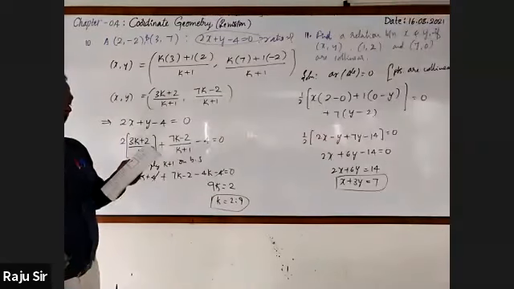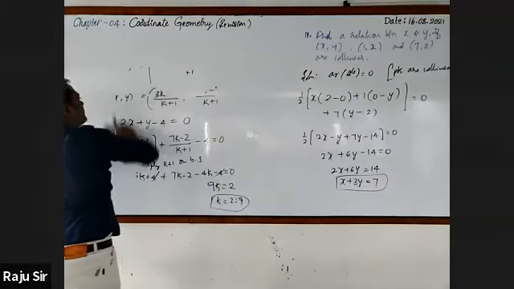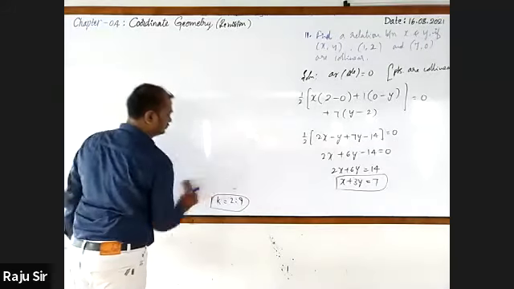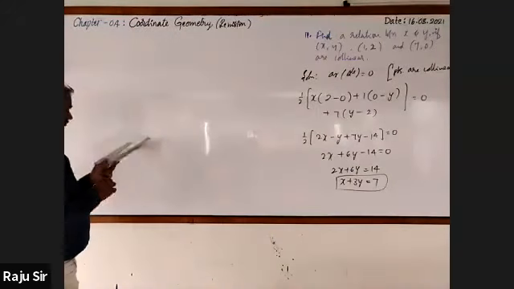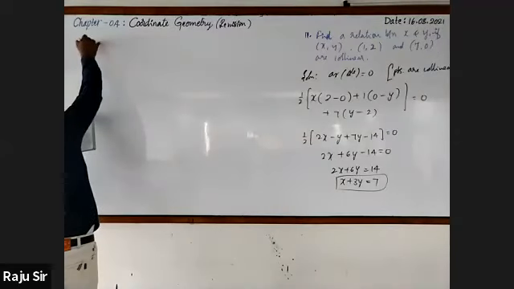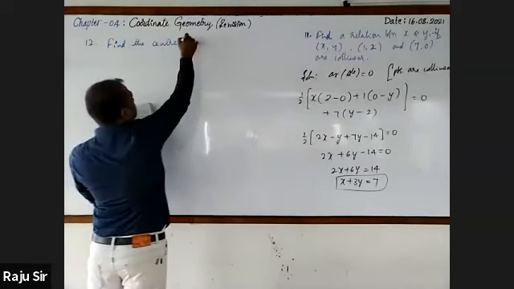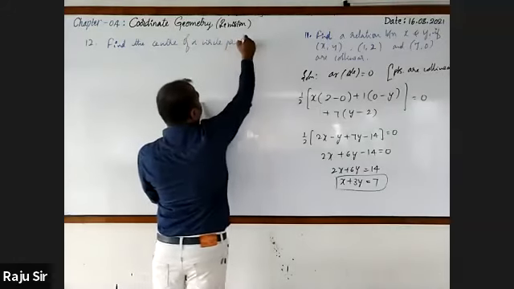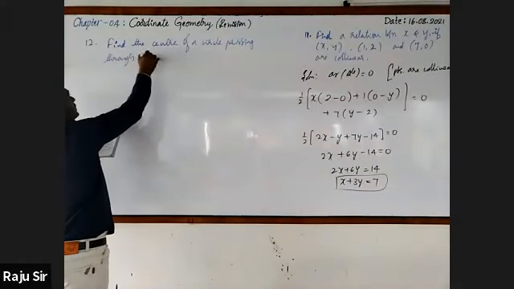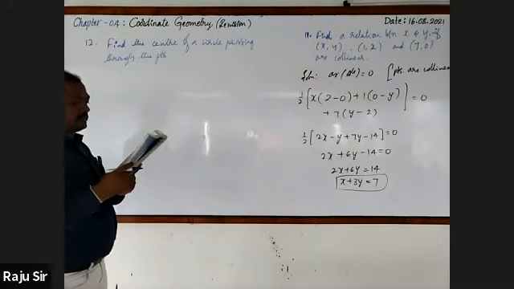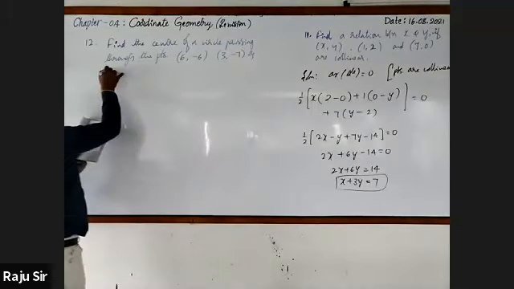One more. Twelfth one. Find the center of a circle passing through the points 6, minus 6, 3, minus 7, and 3, 3.